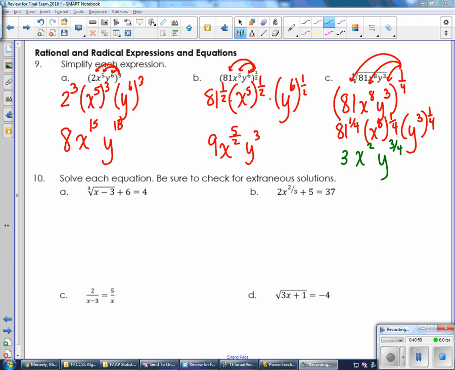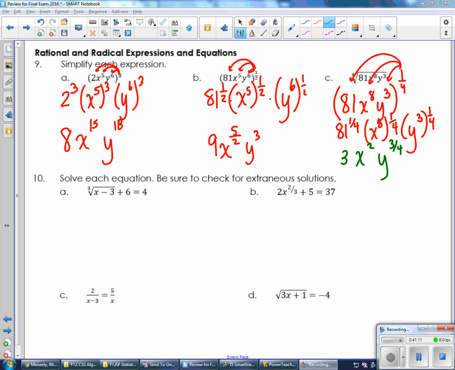Okay, the last section in the non-calculator part of the review deals with solving equations. And there are several different types of equations. We've got radical equations, we've got equations that involve rational exponents, and we have rational equations. When it comes to solving the radical and rational equations, there are two things you need to check when you're dealing with powers and roots.